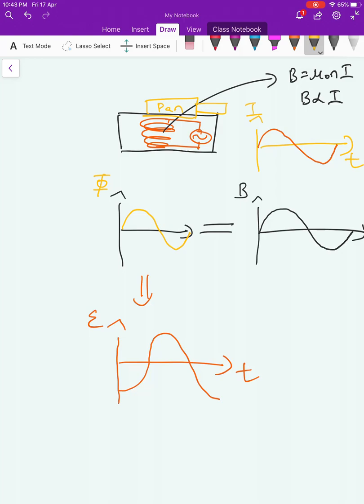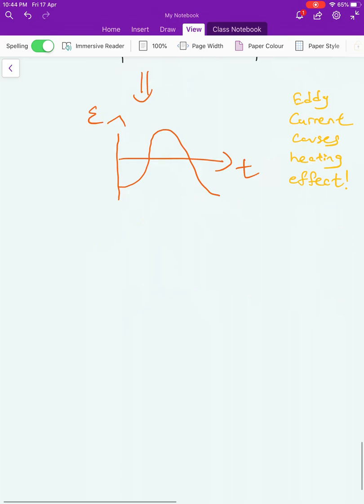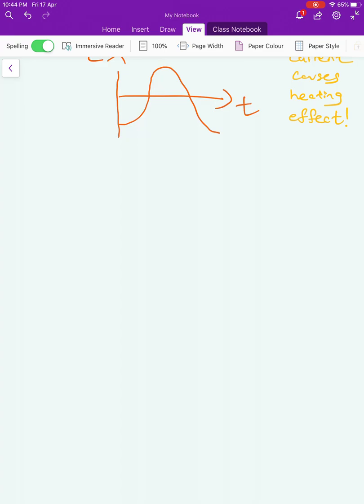所以你看你的那个锅就会有 eddy current, okay? So 这个 eddy current 就会 cause heating effect, okay? Eddy current cause heating effect. Okay, so 这个是我们的 induction cooker.